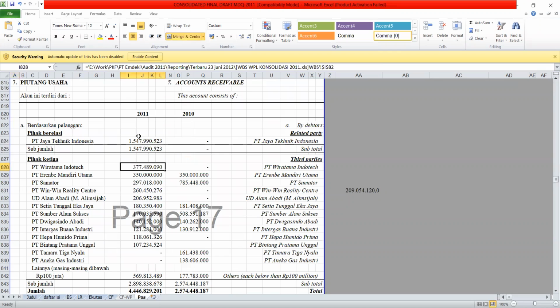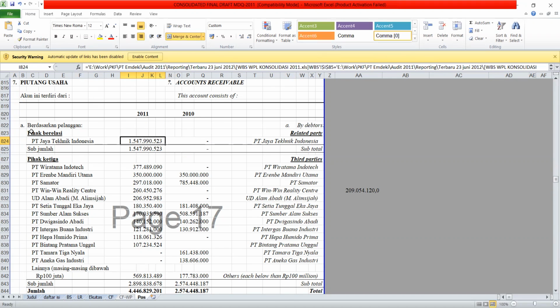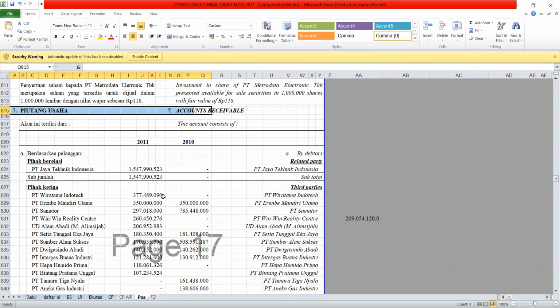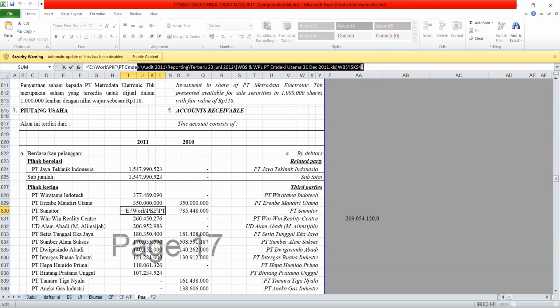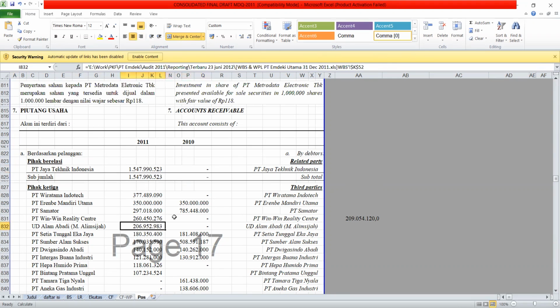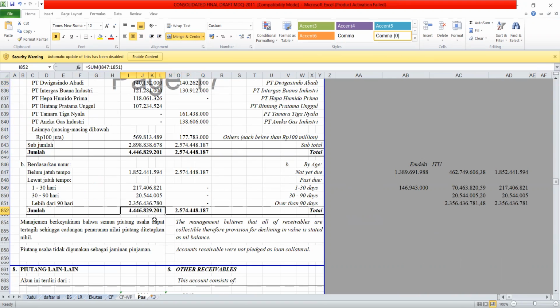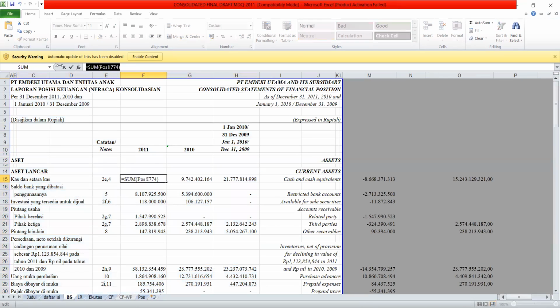I will show you an example. All of these numbers have a link and come from the working balance sheet. This is from the account receivable, and the numbers in 2011 and 2010 all come from the working balance sheet. From here, the total of the account receivable will be connected to the working balance sheet in here.